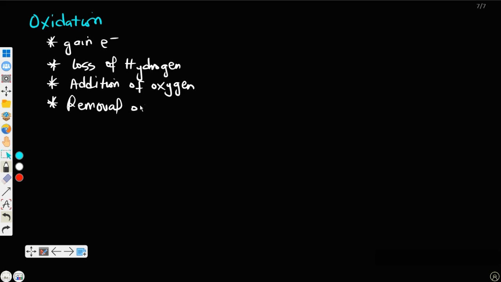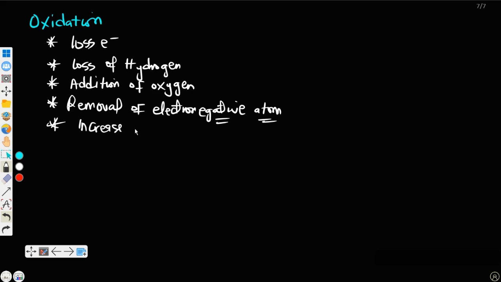Or you can define oxidation in terms of removal of electronegative elements. Are you getting it now? So when you are asked to define oxidation reaction, you say oxidation is loss of electrons. Are you getting it? Loss of hydrogen, addition of oxygen, removal of electronegative atom, or you can say oxidation is an increase in oxidation number in the positive direction. Is that okay? So these are the various terms you can use to define oxidation reaction.